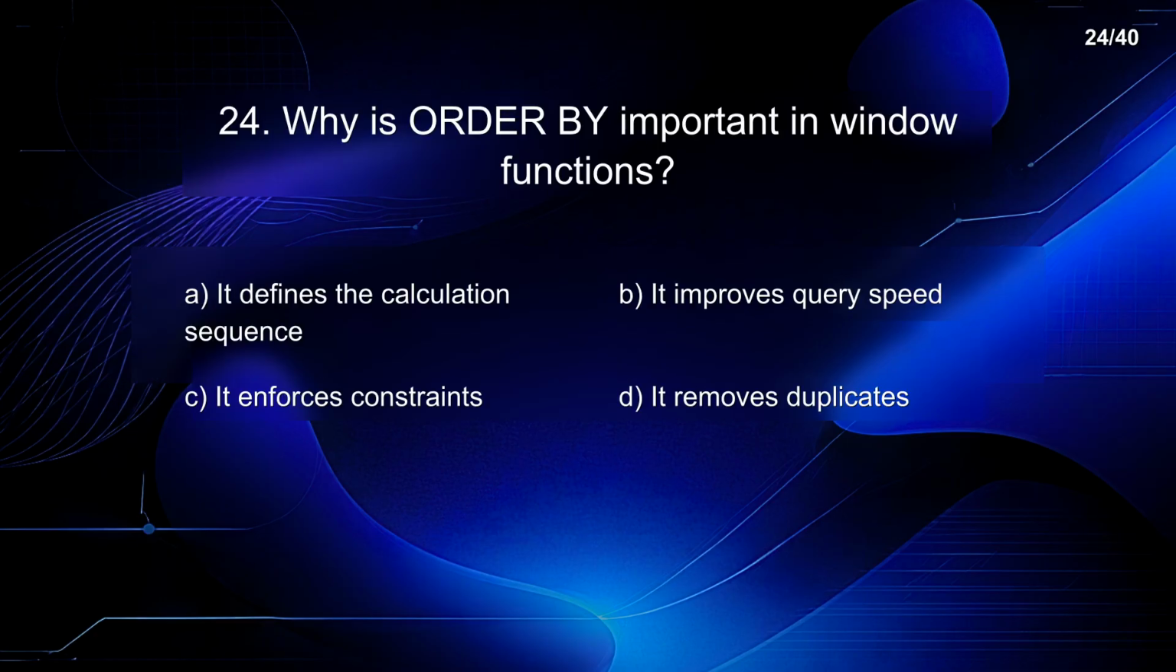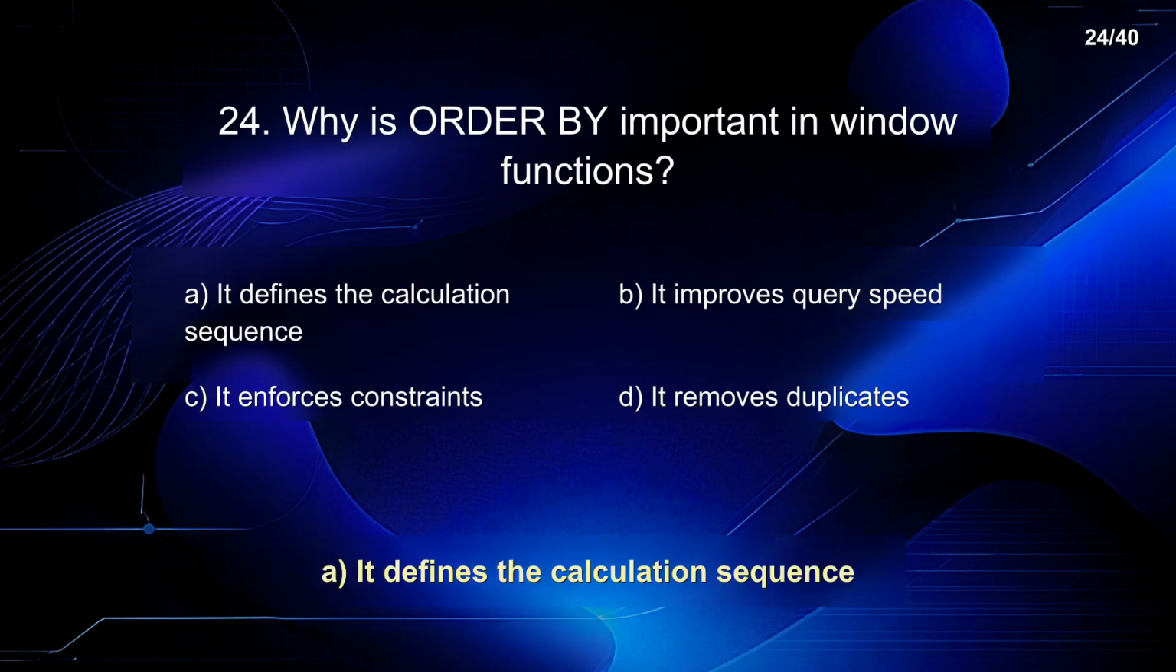24th question. Why is order by important in window functions? A. It defines the calculation sequence. B. It improves query speed. C. It enforces constraints. D. It removes duplicates. Correct answer is A. It defines the calculation sequence.